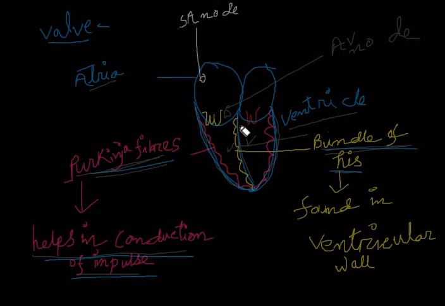And the bundle of His, where is it present? Bundle of His is present at the ventricular wall, the wall which separates the right ventricle and left ventricle. Now, as I have discussed, impulse is generated from the SA node. Initiation of impulse takes place from the SA node.